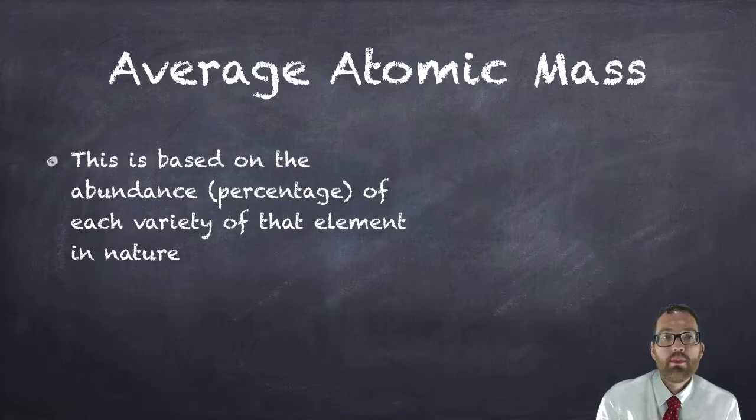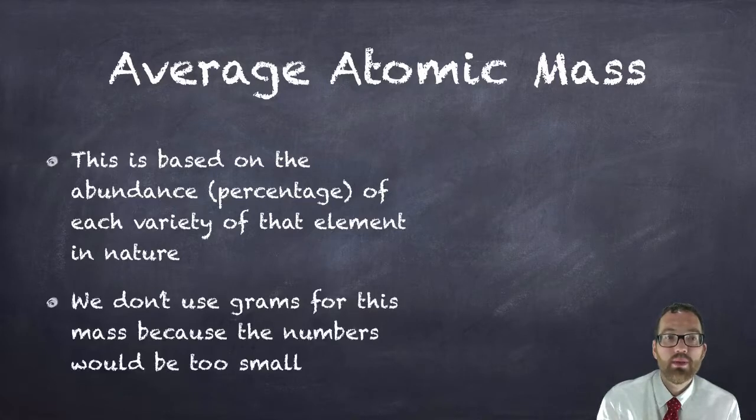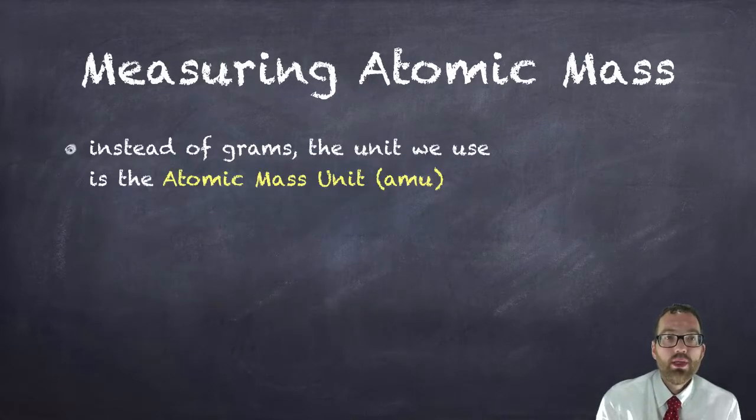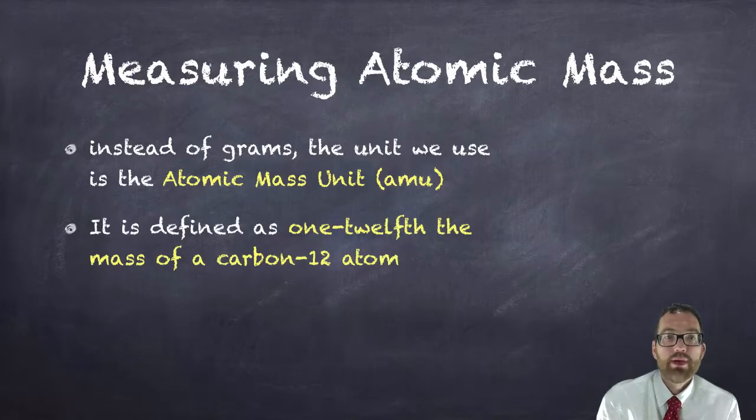So the average atomic mass is based on the abundance, or the percentage, of each variety of that element in nature. We can't just simply add up all the isotopes and divide by how many there are because they exist in different percentages on the planet. We also don't use grams for this mass because the numbers would be too small. We use a unit called the atomic mass unit, or AMU for short. It's defined as 1/12 the mass of a carbon-12 atom.